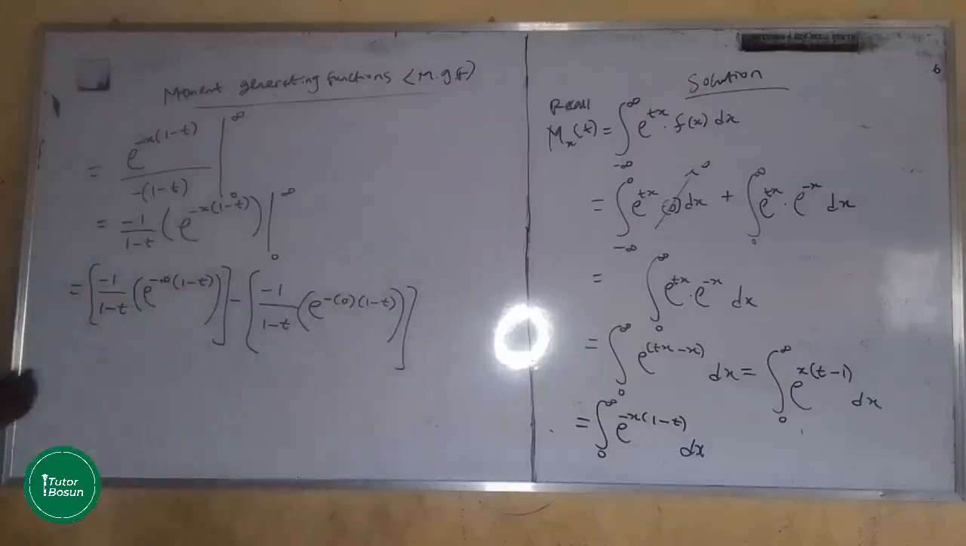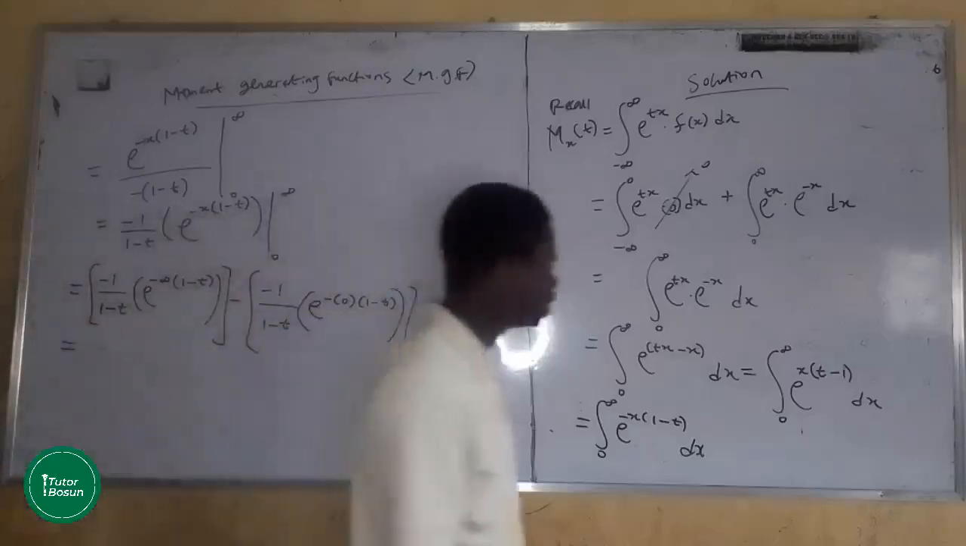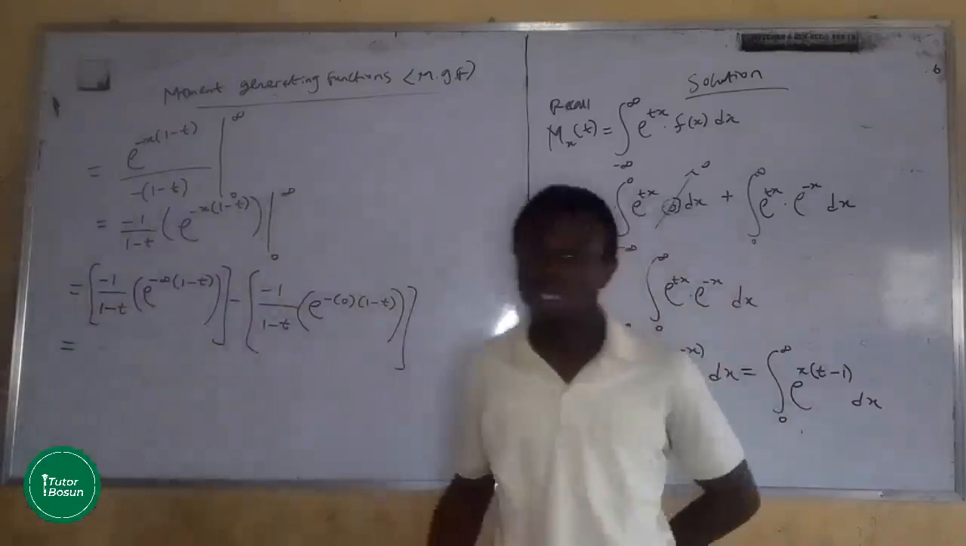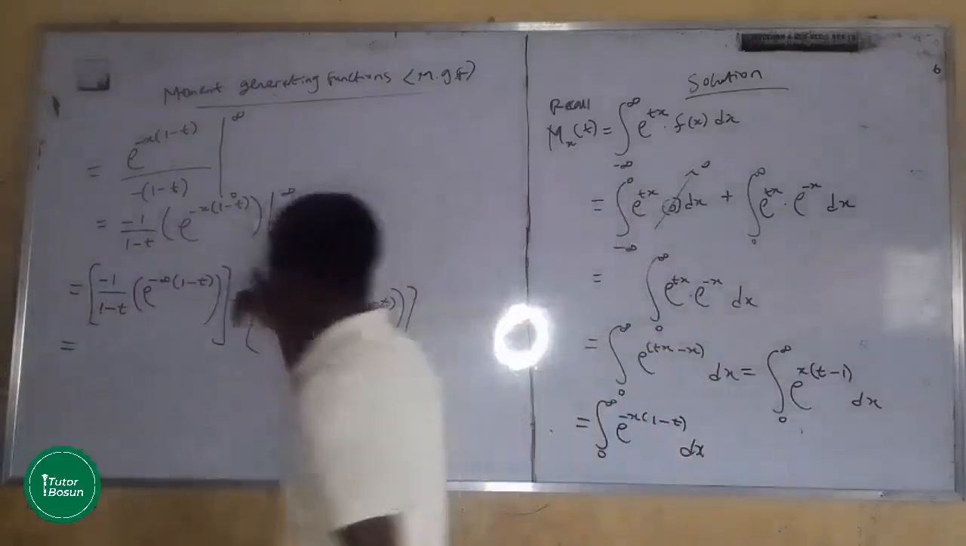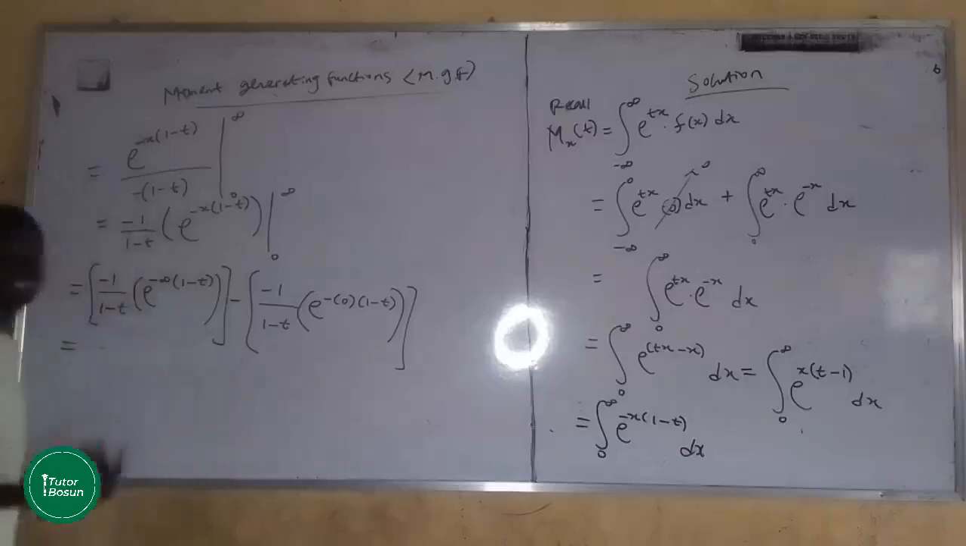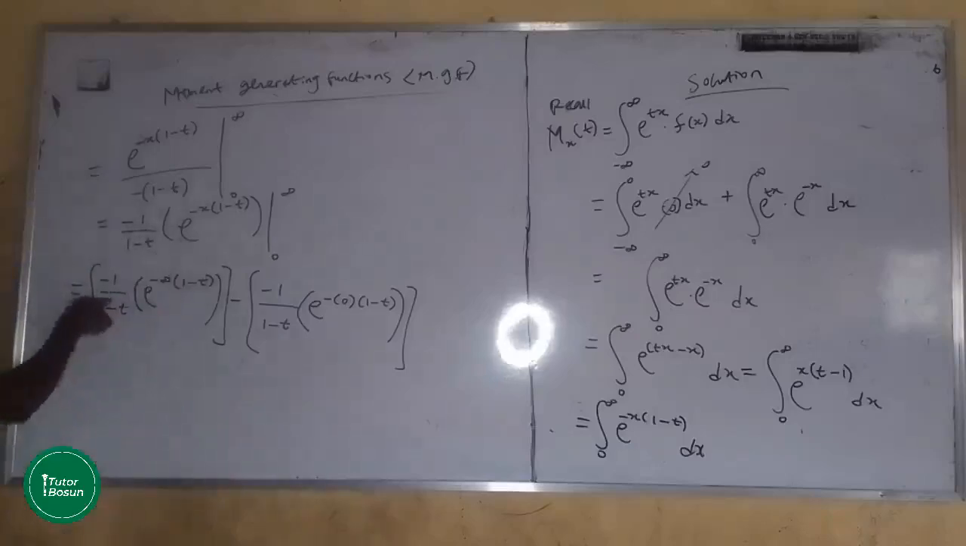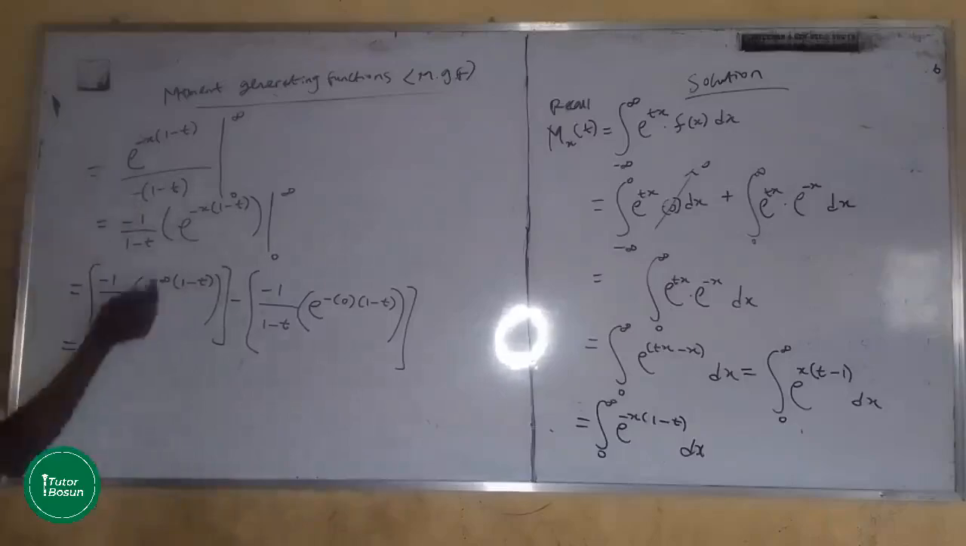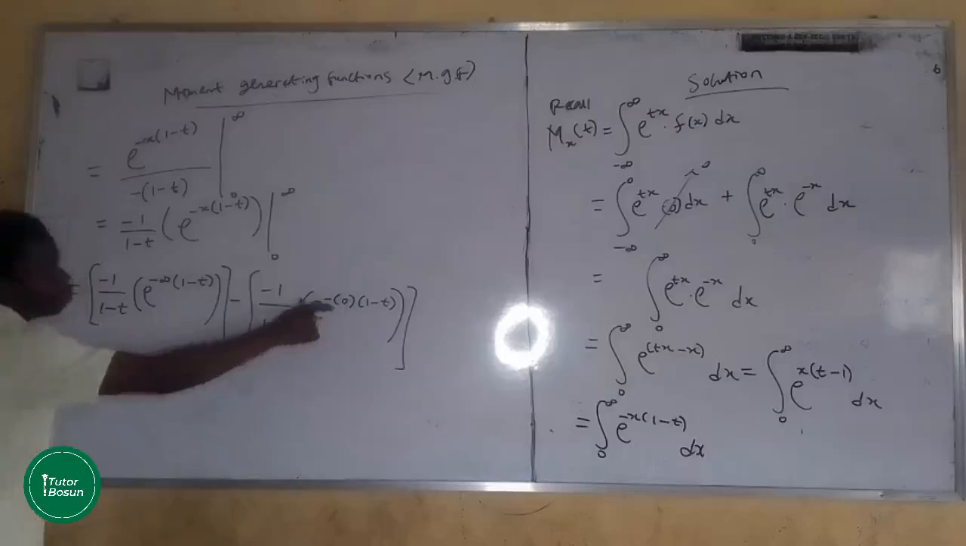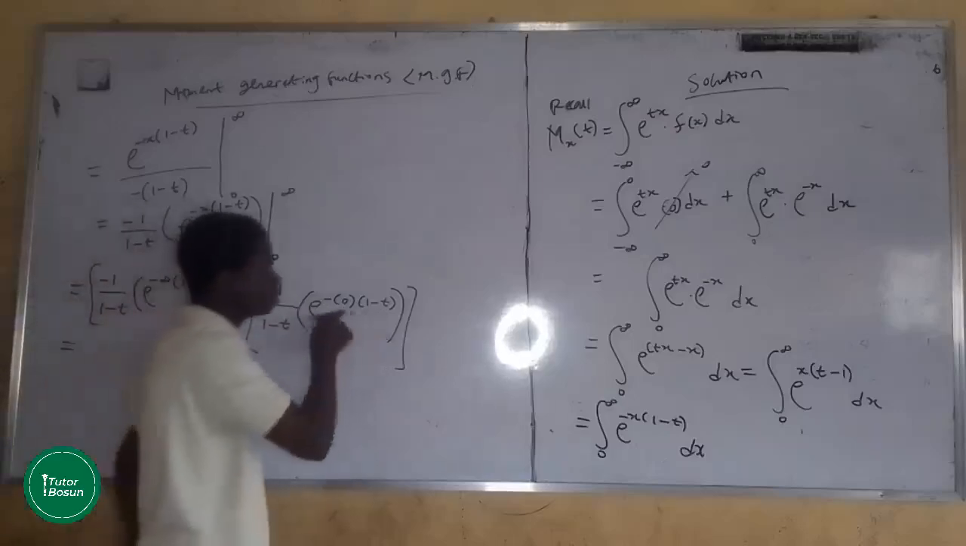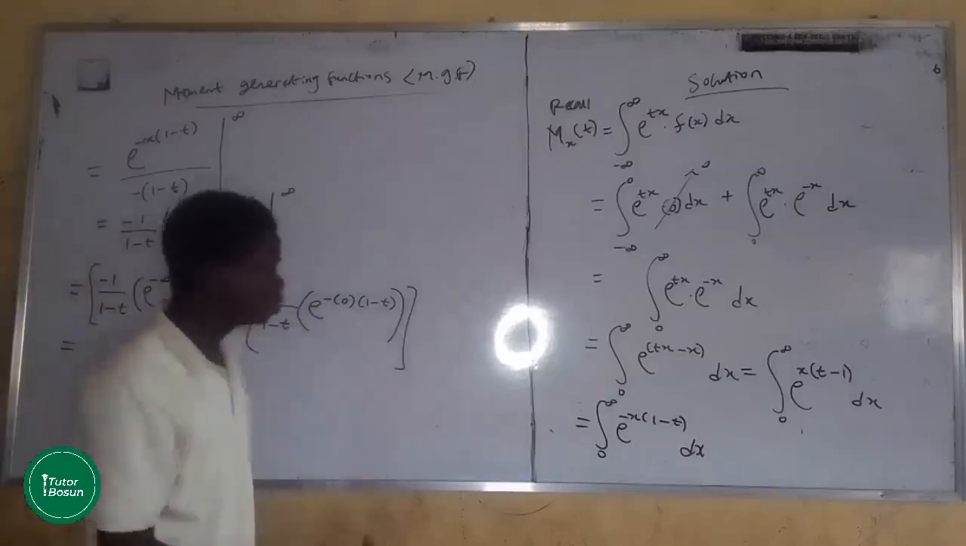So let's simplify this. Everything here becomes minus infinity, as we wanted it to be. Anything exponential minus infinity is going to give us 0, and 0 multiplied by this, everything becomes 0. Likewise here, everything becomes 0, because 0 times anything is 0.